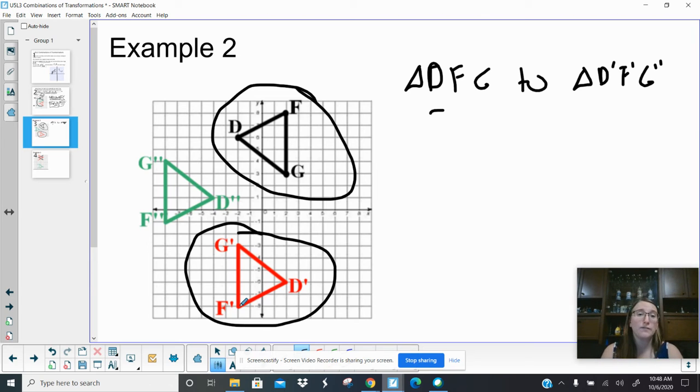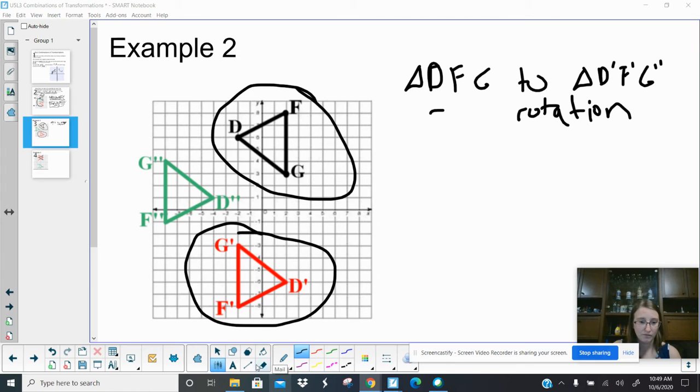Now we need to see if it's a reflection. If it's a reflection, that means that I could flip D down. Oh, I can't do that. I can't flip D down here. I can't flip F down here. This can't be a reflection. Therefore, it has to be a rotation. We need to determine how much it had to rotate to get there. So I'm going to erase this so we can see.